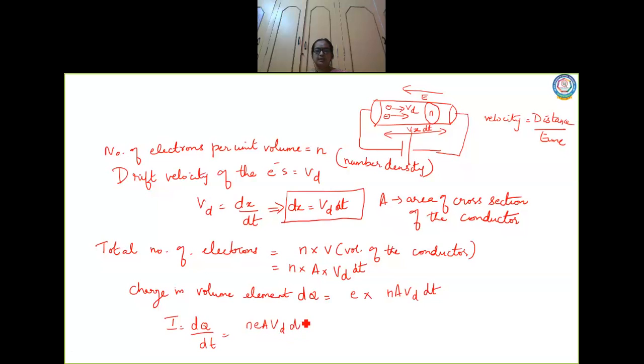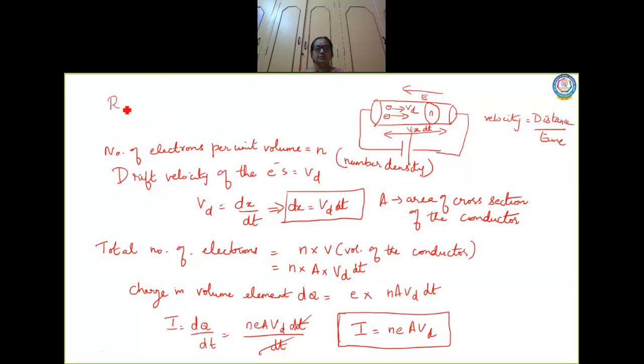N e A Vd dt divided by dt. So again dt gets cancelled. So here is the formula for current and drift velocity. This is the relation between current and drift velocity. I is equal to N e A Vd. Now this may be asked as a 3-mark question.